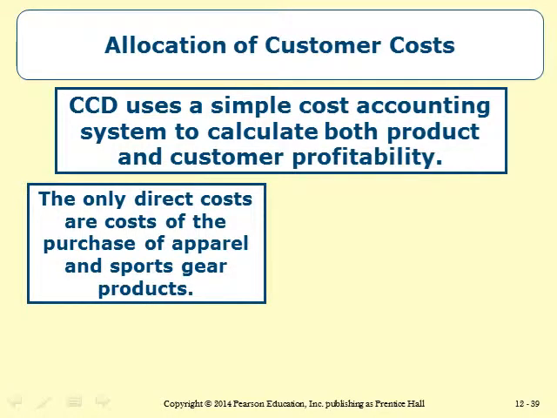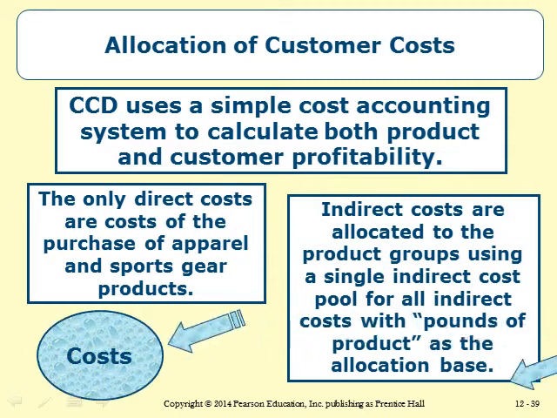And so CCD currently uses a simple cost accounting system to allocate both product and customer profitability. The only direct costs are the purchase costs of apparel and sports gear products. CCD allocates indirect costs to the product groups using a single indirect cost pool for all indirect costs with actual pounds of product as the cost allocation base.